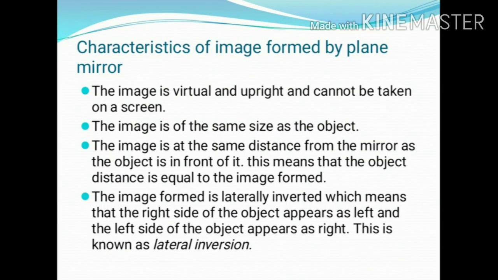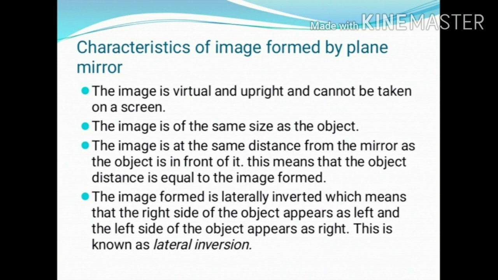Characteristics of the image formed by a plane mirror. The image is virtual and upright and cannot be taken on a screen. Virtual means imaginary. Upright means straight. The image is of the same size as the object. The image is at the same distance from the mirror as the object is in front of it. This means that the object distance is equal to the image distance.